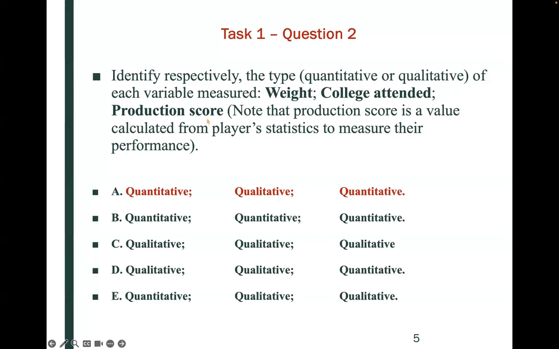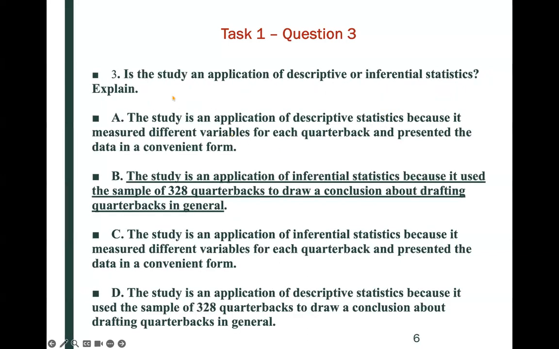And then production score, that's a value that's calculated from the player's statistics. So that's a numerical variable. So that's why the production score is quantitative. So that's why A is the correct answer, where weight is quantitative, college attended is qualitative, and production score is quantitative. Is the study an application of descriptive or inferential statistics?